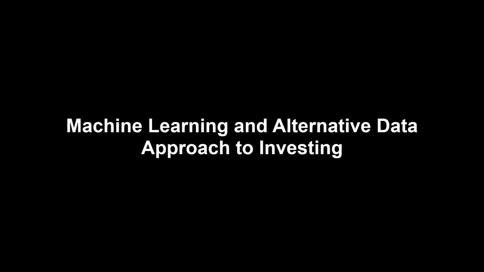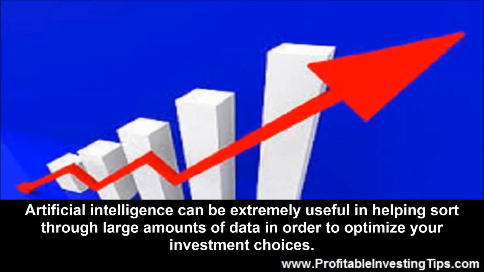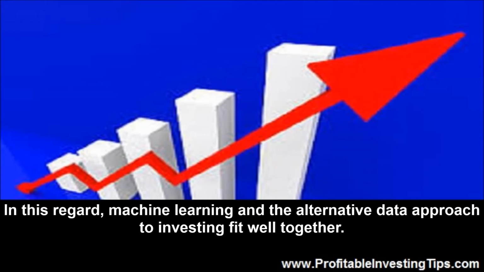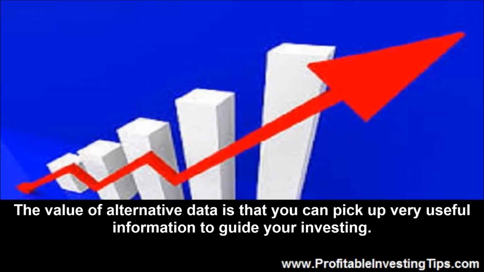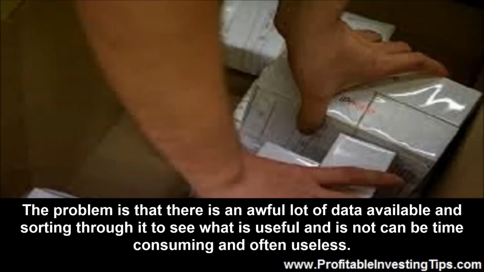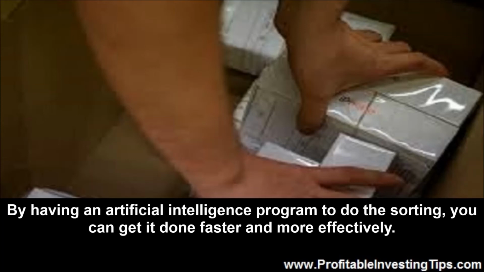Machine learning and alternative data approach to investing. Artificial intelligence can be extremely useful in helping sort through large amounts of data in order to optimize your investment choices. In this regard, machine learning and the alternative data approach to investing fit well together. The value of alternative data is that you can pick up very useful information to guide your investing. The problem is that there is an awful lot of data available, and sorting through it to see what is useful and what is not can be time-consuming and often useless. By having an artificial intelligence program to do the sorting, you can get it done faster and more efficiently.